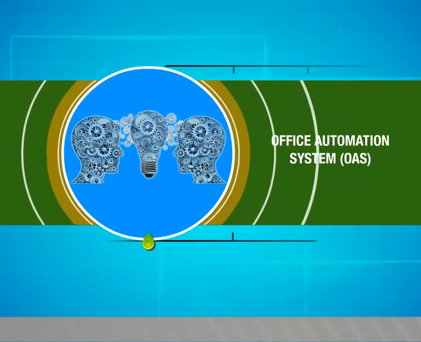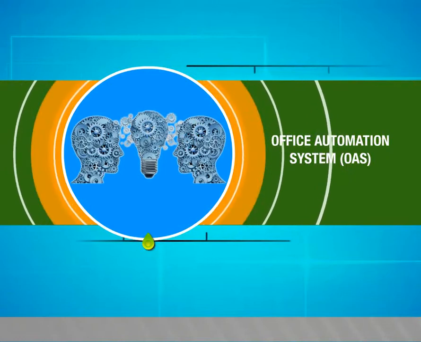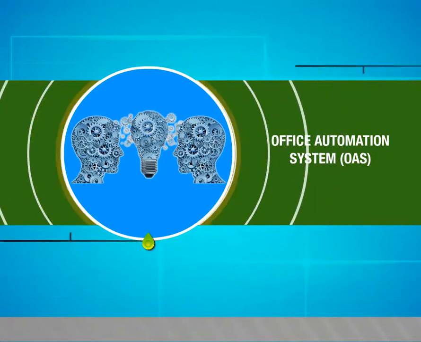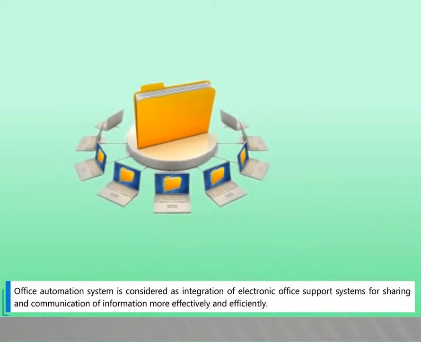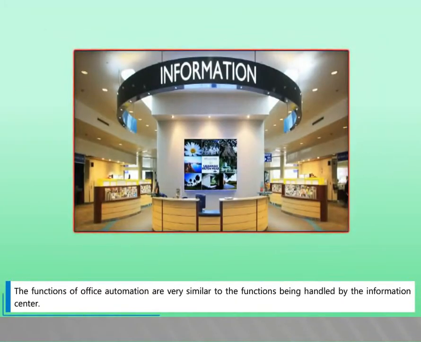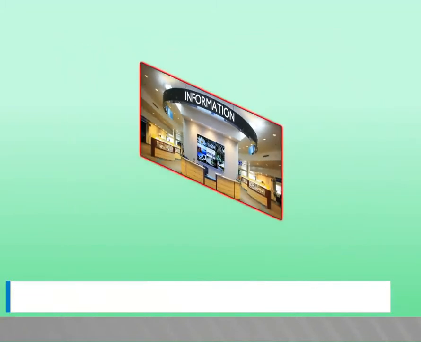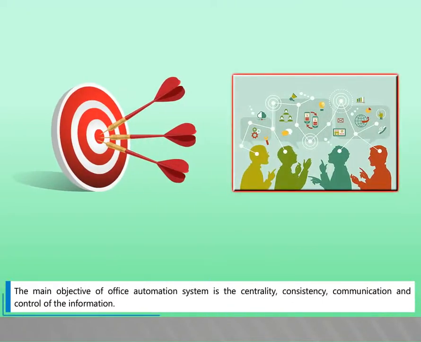Office Automation System (OAS). In this video, we are going to see about Office Automation System. Office Automation System is considered as integration of office support systems for sharing and communication of information more effectively and efficiently. The functions of office automation are very similar to the functions being handled by the information center. The main objective of office automation system is the centrality, consistency, communication and control of the information.